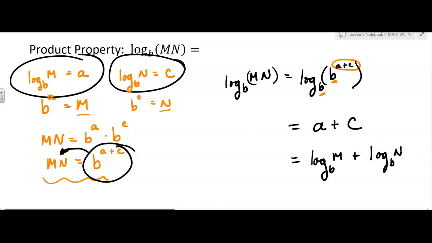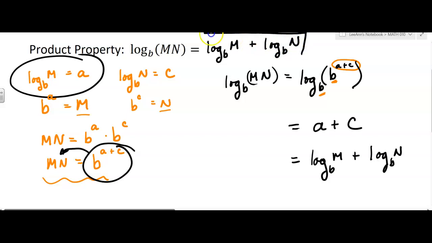And so my new property is going to say log base b of m times n is equal to log base b of m plus log base b of n. And that's the property, that's the product property.